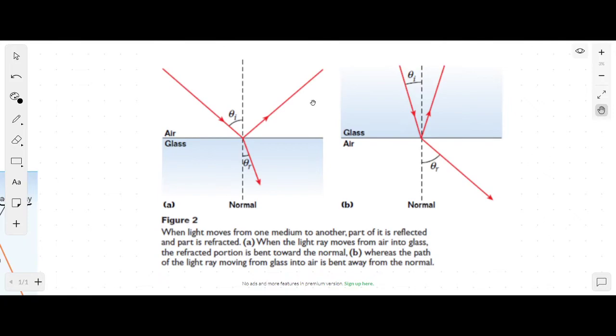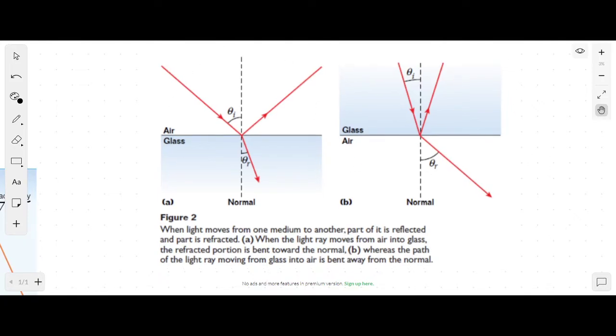Alright, let me zoom into this. There are two things happening here. Let's focus on the first image. What's happening is that air is the first medium and glass is the second medium. The incident ray approaches the boundary of the two mediums with an angle theta I and gets refracted. Now this angle is smaller. Theta R is smaller than theta I. You can see it just visually. This is where we say that the refraction happens towards the normal line.